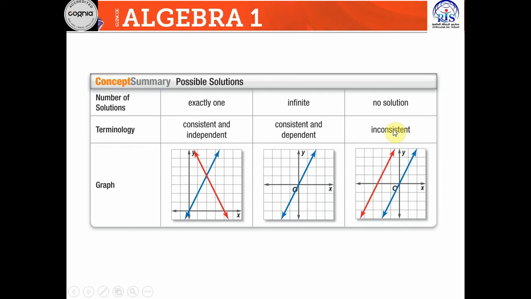Inconsistent because we have no solution. As you see here, the two lines are parallel. They do not intersect at all. Of course, solution means that the two lines are intersecting.